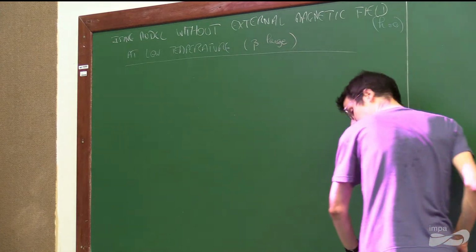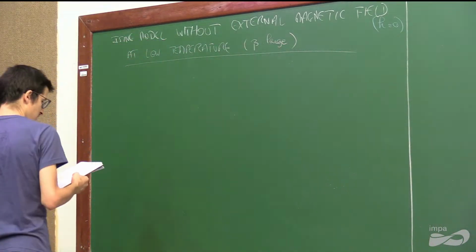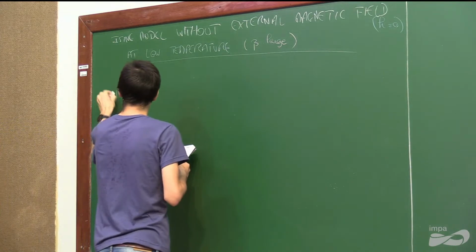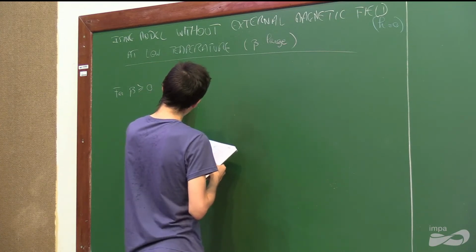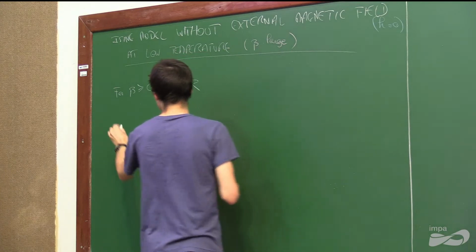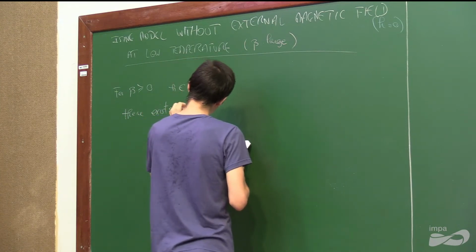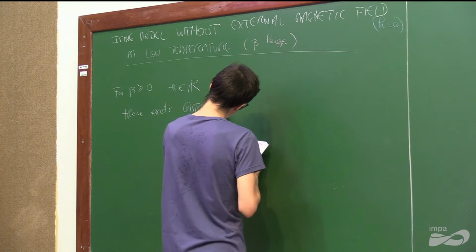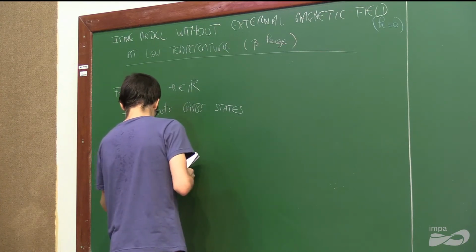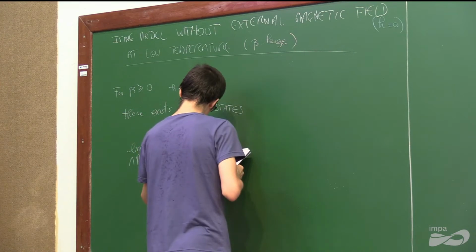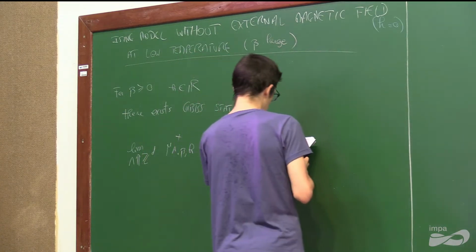Okay, so let me give you a few recalls. So what we have seen is that for beta larger than 0 and H in R, there exists Gibbs states which are given by the limit of the Ising measure with plus boundary condition.